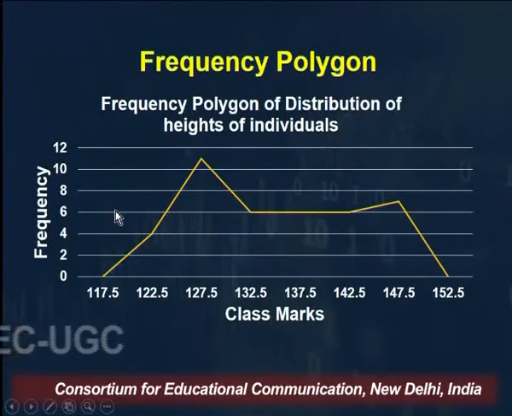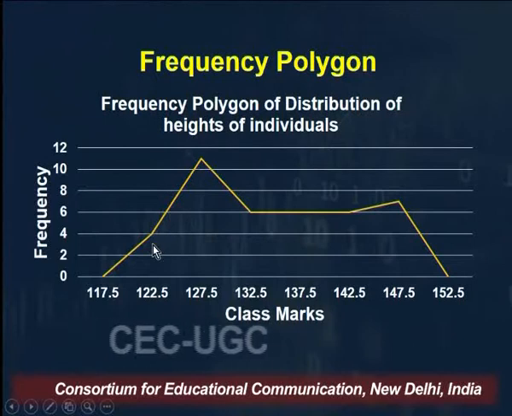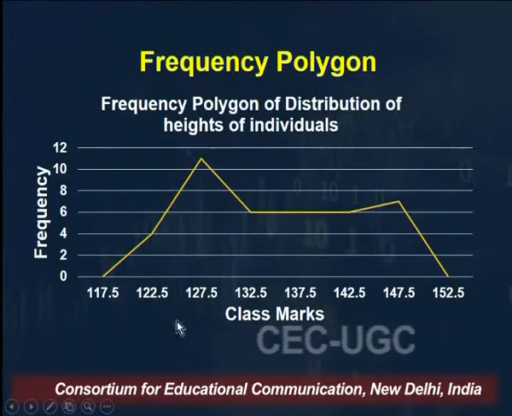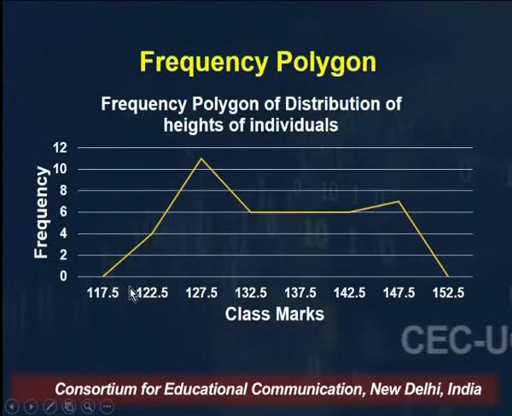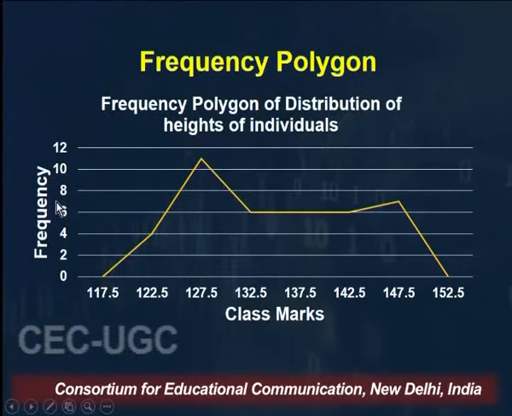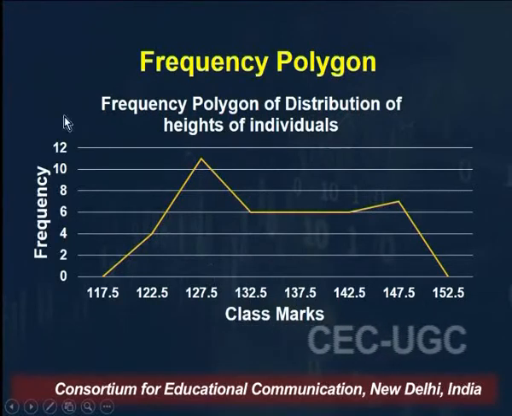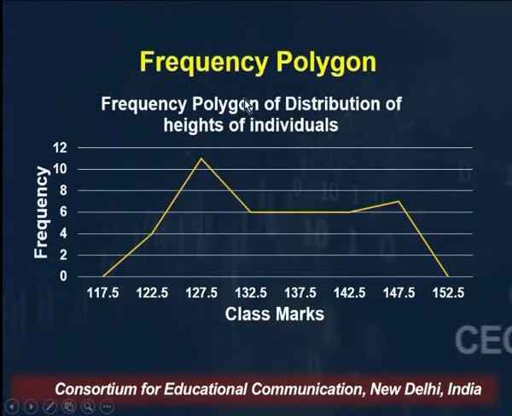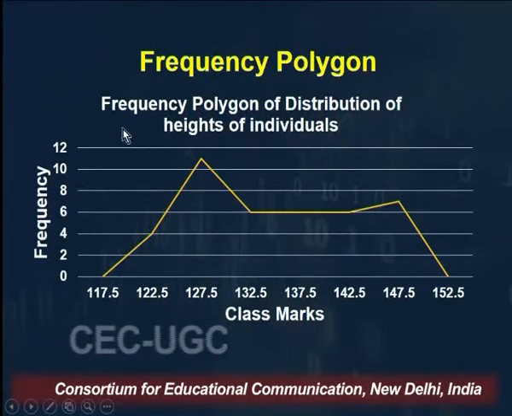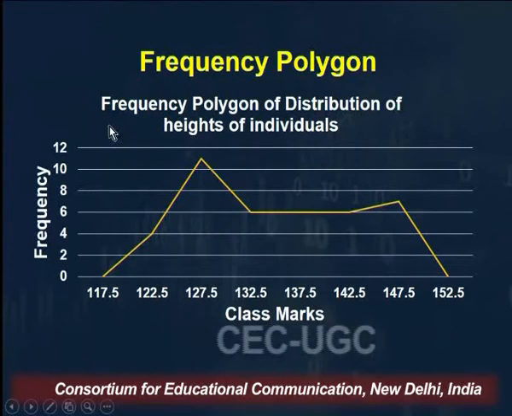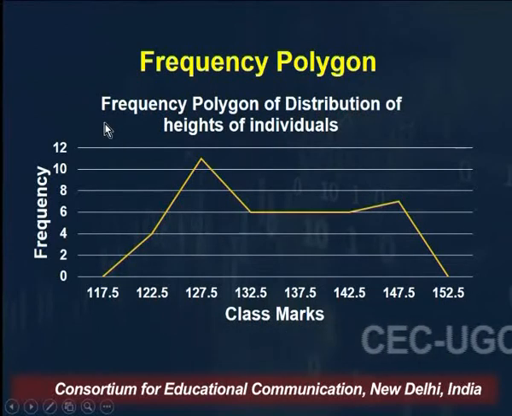Sometimes people feel: why should we draw those continuous bars? It is just enough if we plot the class mark and the frequency on the graph and connect them by a freehand curve, and that we call a frequency polygon. So, this is a frequency polygon of the distribution of heights of individuals, which we represented by the variable x.